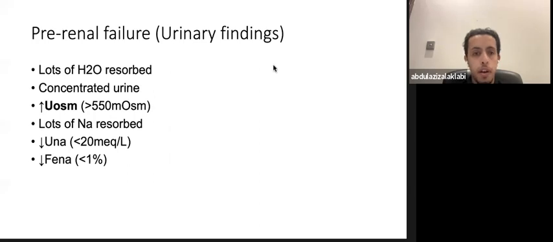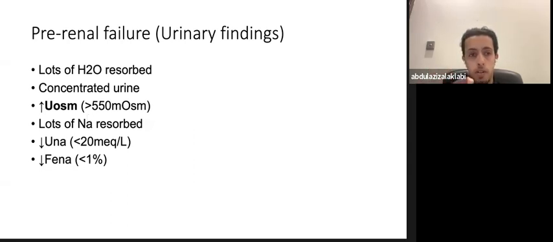Now, urinary findings of pre-renal failure. You're going to see lots of water reabsorbed, again, as a compensatory mechanism. The urine is going to be very concentrated, again, because you're reabsorbing the water. The osmolality of the urine, as we said, will be very high because you are reabsorbing the water.